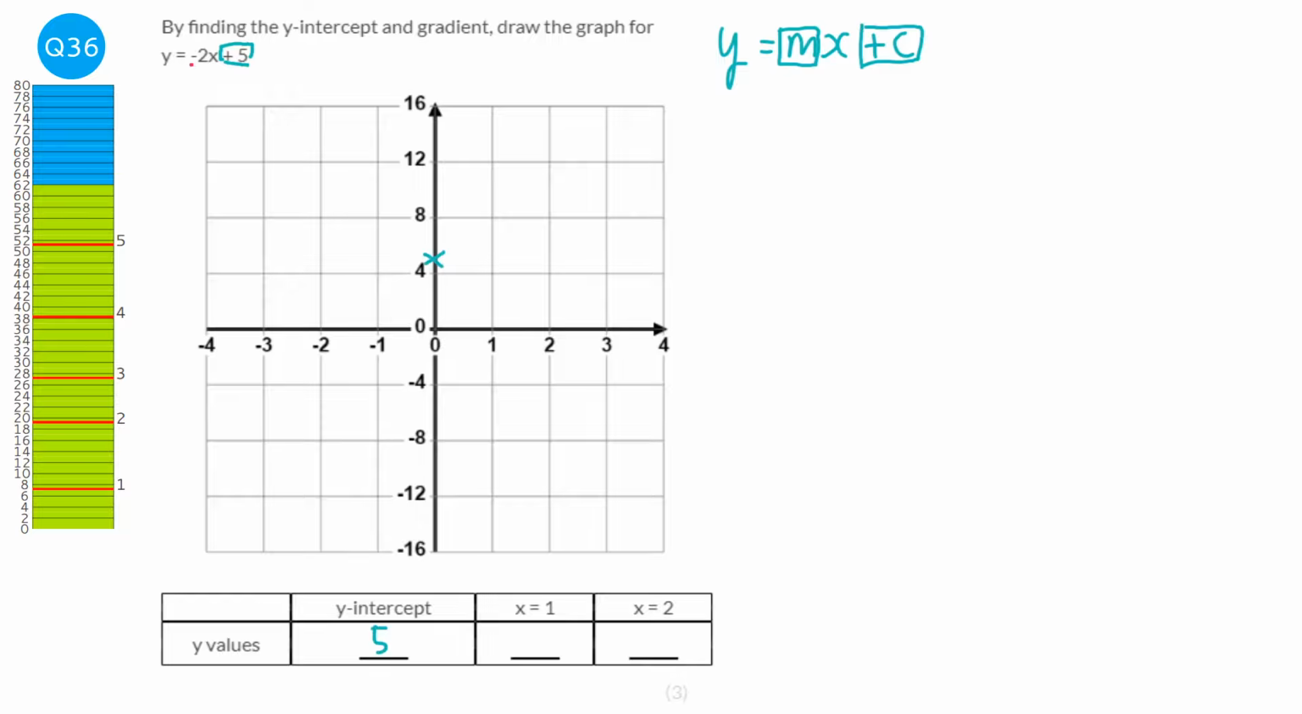We also know that the coefficient of the x is minus 2. Now what that gradient means is for every 1 we go to the right, we're going to go down 2. So if we go 1 to the right, it's going to be down 2 from the 5, which will be 3. And then if it goes another 1 to the right, it will go down another 2, so that would be 1. So it would be at 3, and then at 1. And so if we draw the full line in, we need to make sure we do it for the full graph, so make sure you have all the points. It should look something like this.